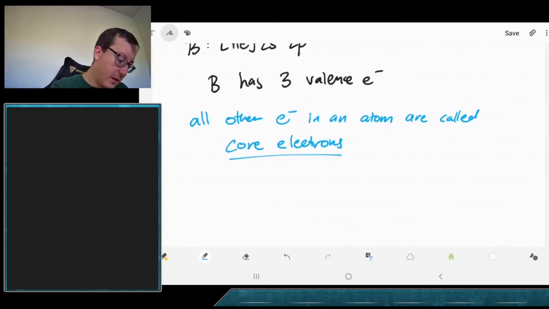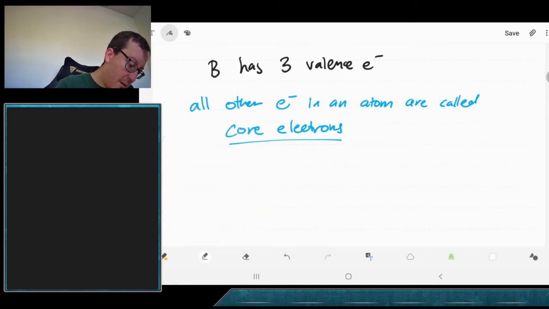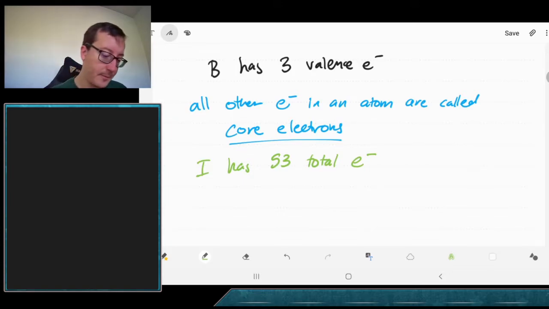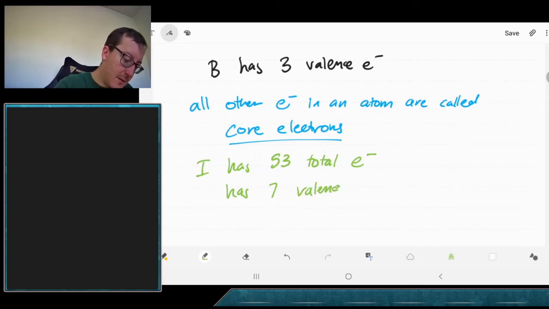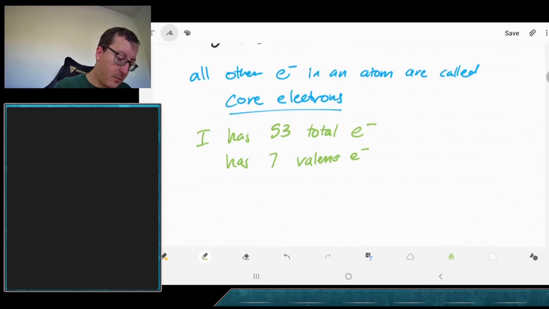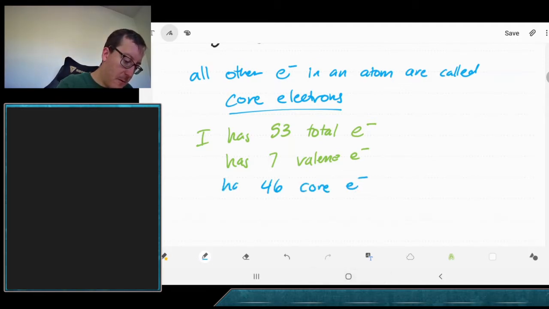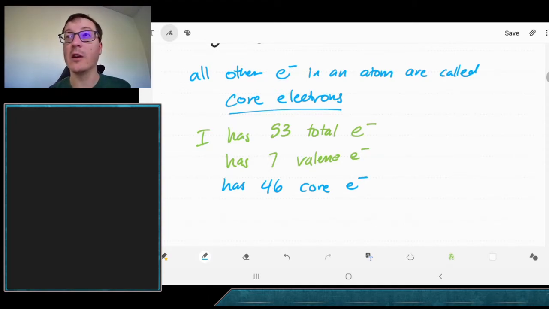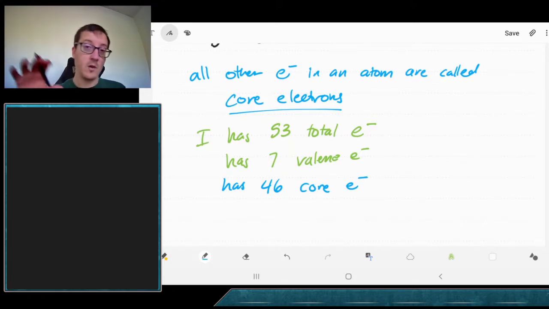So if we are looking at iodine again, we saw that it has 53 total electrons, right? We saw that on the periodic table. We saw it has 7 valence electrons. And so, because 7 of them are valence, the other 46 of them would be core electrons. So your valence electrons are one category. Everything else is core electrons.